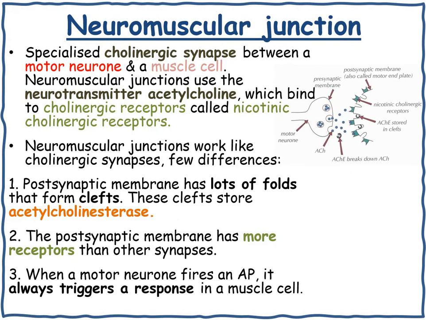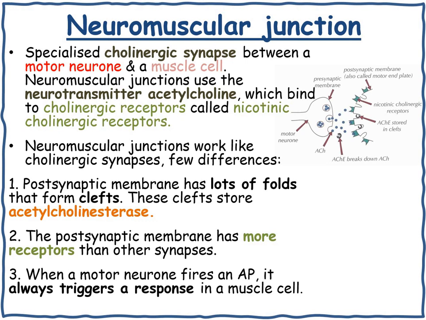So, this is very similar to what happens at the neuromuscular junction, but there are a few differences. So there are specialised cholinergic synapses between a motor neuron and a muscle cell. The neuromuscular junctions use the neurotransmitter acetylcholine, which binds to cholinergic receptors called nicotinic cholinergic receptors. Neuromuscular junctions work like cholinergic synapses, but there are a few differences.